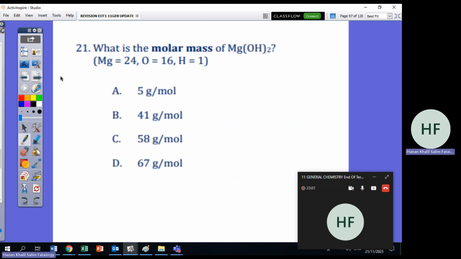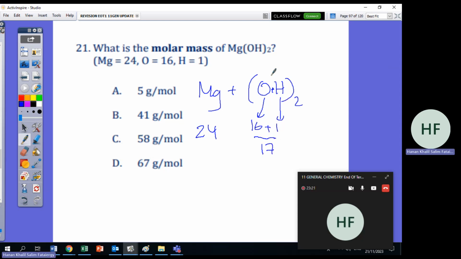Okay, now find the molar mass of Mg(OH)2. You have Mg and OH all of it times 2. Okay, we will add them. Mg is 24. Here I have O plus H. O is 16. H is 1. So the answer will be 17. But be careful, I have all this multiplied by 2. So I have 17 times 2. This is 34. Plus 24, this will give you 58.